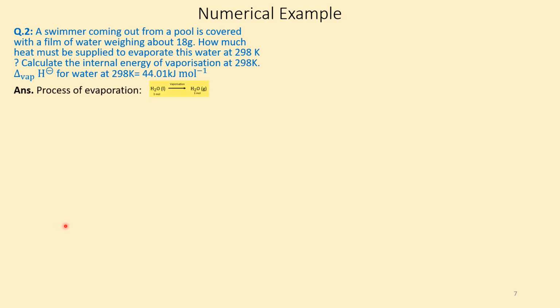The process of evaporation is: 1 mole of water H2O liquid vaporizes to become 1 mole of H2O gas, that is steam, and this is given in this equation.